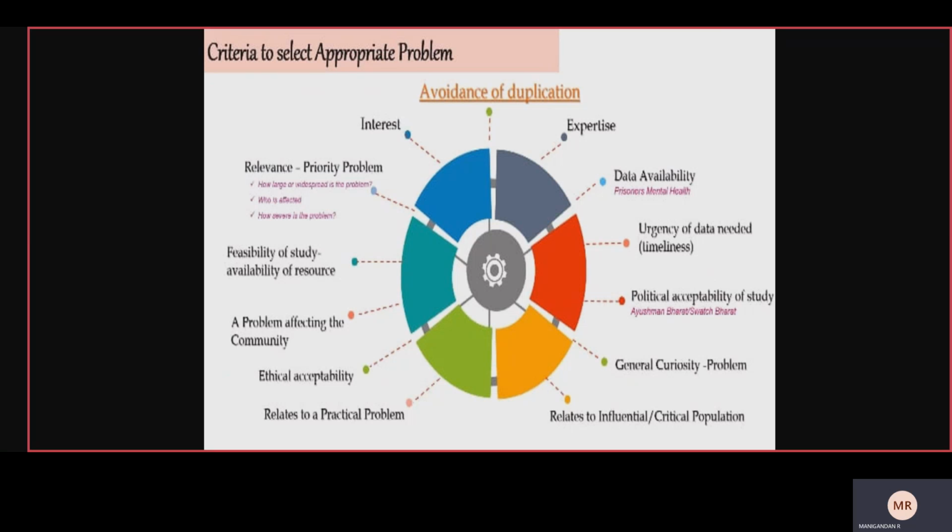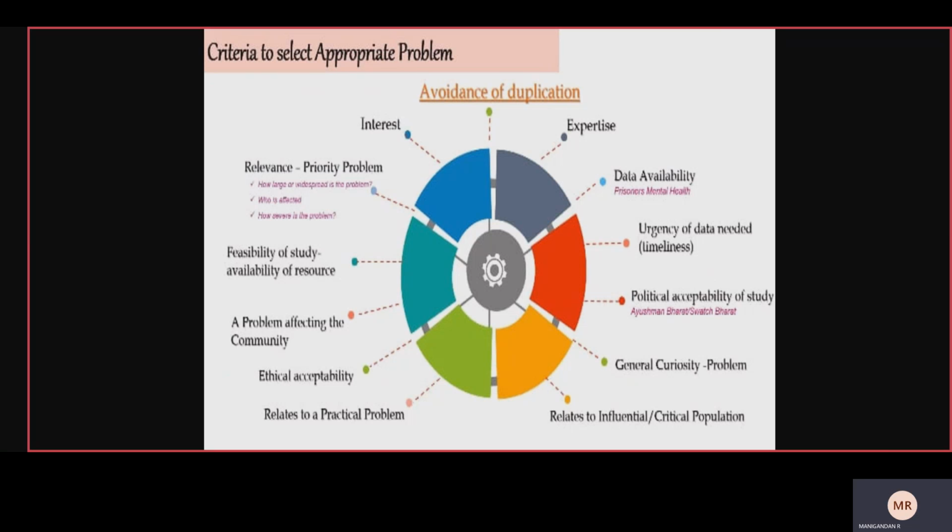Who is the target audience? Some people just simply choose a topic with no audience, and they are simply searching for who the target audience is. So it is better to go for a good idea about that. And urgency of data needed, timeliness. And next is the political acceptability of the study. Even if you choose any contemporary issue, definitely it will be a political issue, or a social or environmental issue. Better to go for that. Keep it in mind and do the article in an accurate manner. If you know accurately, definitely you will move on.